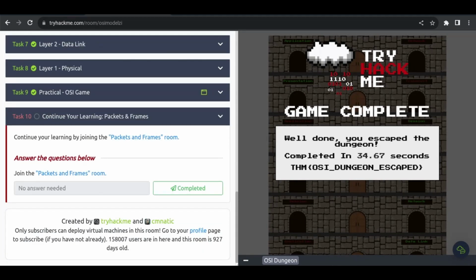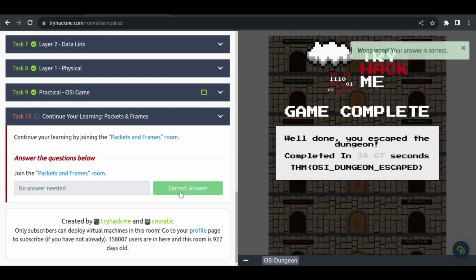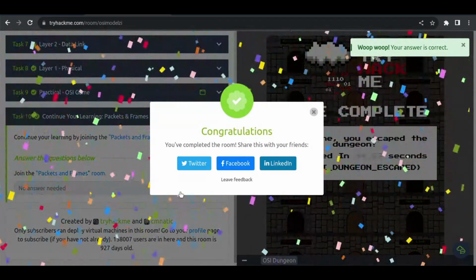Moving on to task 10. Continue your learning, packets and frames. Continue your learning by joining the packets and frames room. So basically just click this and it's going to send you to the next project that you could work on. For the answer to the question below, there is no answer needed, so just click complete. And congratulations, you've completed this room.